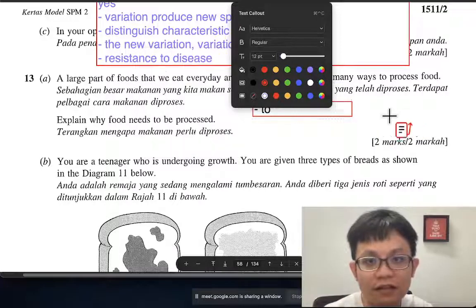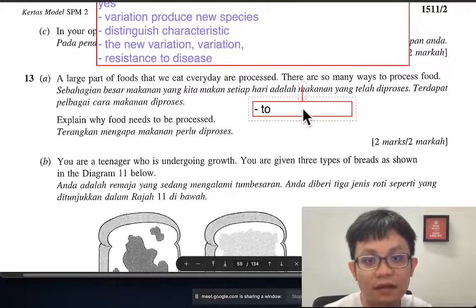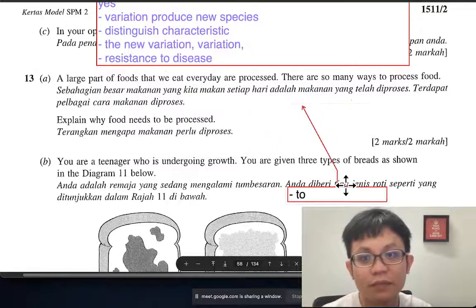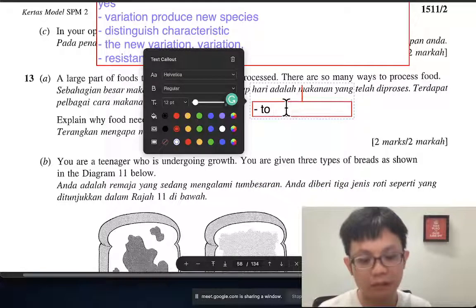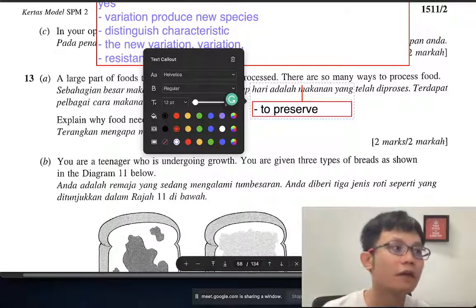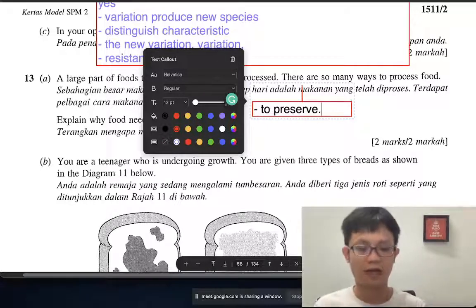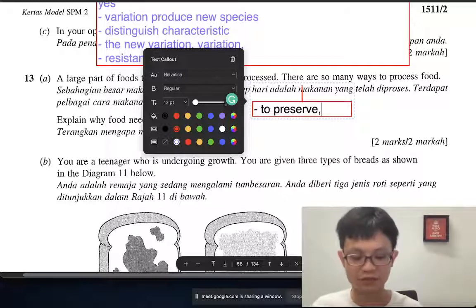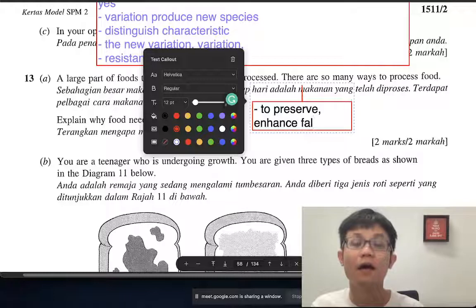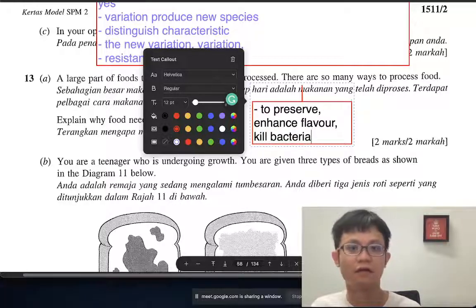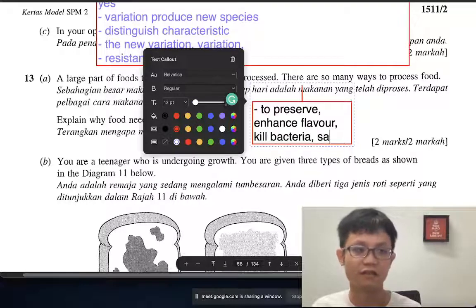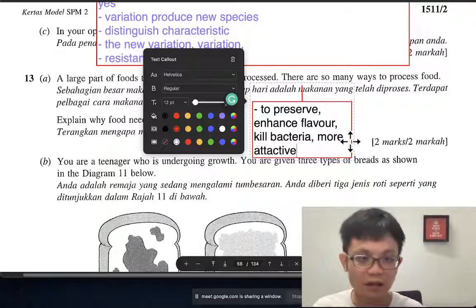To increase the preservation. Explain why food needs to be processed: to preserve food. So maybe you can say to preserve, or maybe we can say to enhance the flavor. Just type the short form, enhance flavor, or maybe we can say to kill bacteria, or maybe safe consumption. Or more attractive. Up to you.